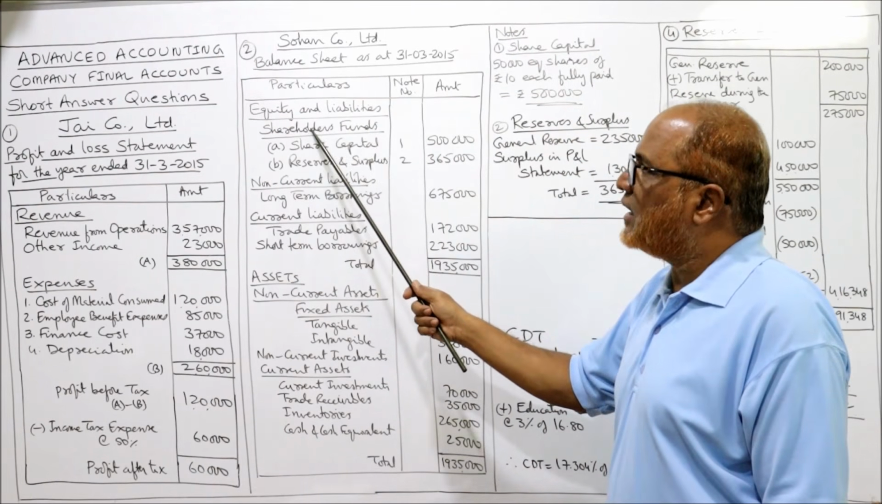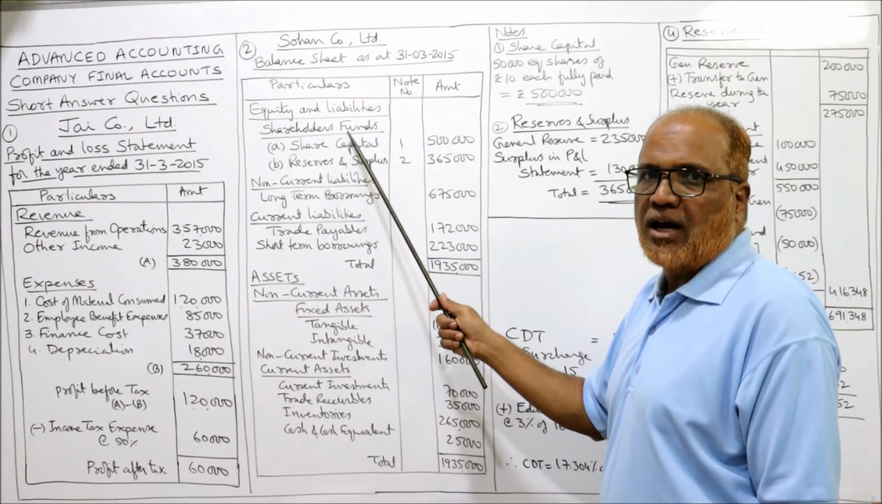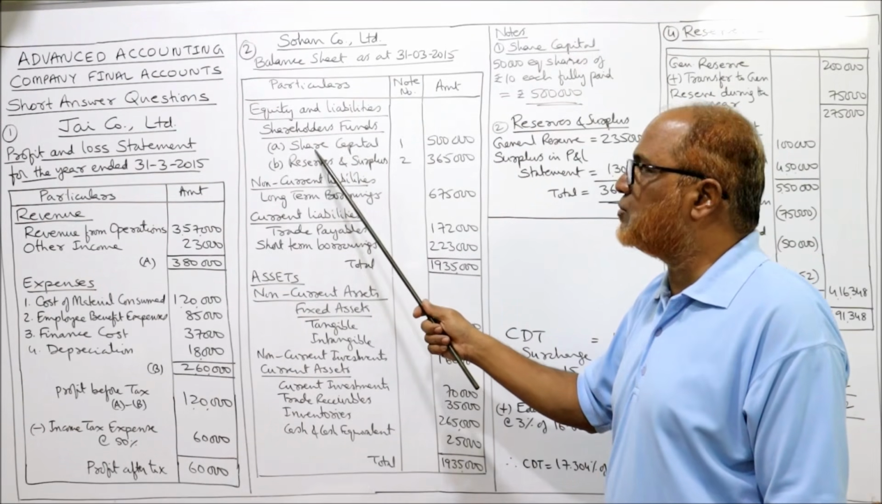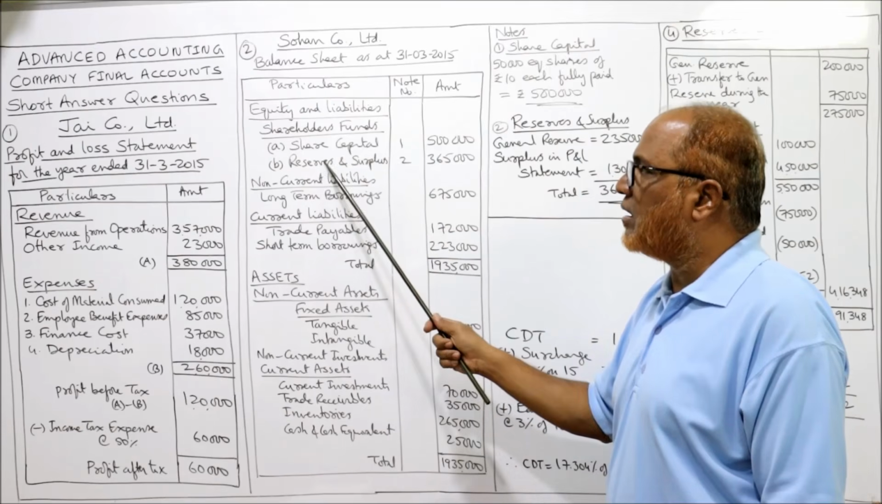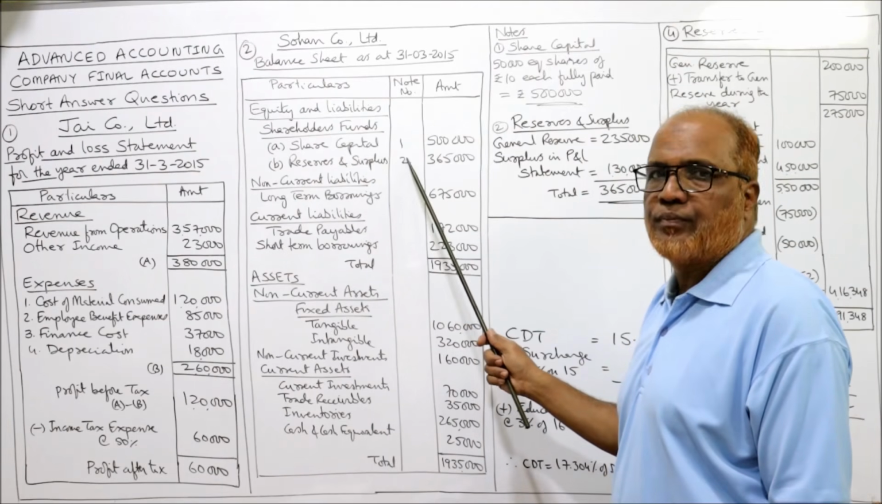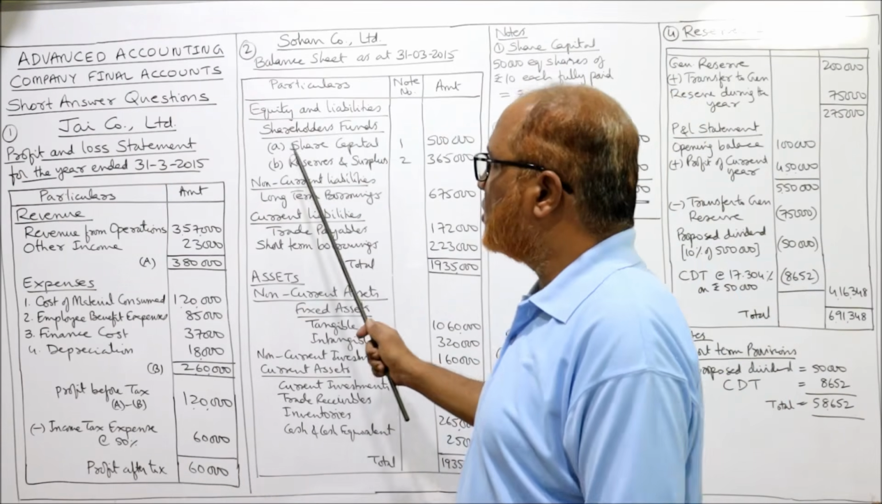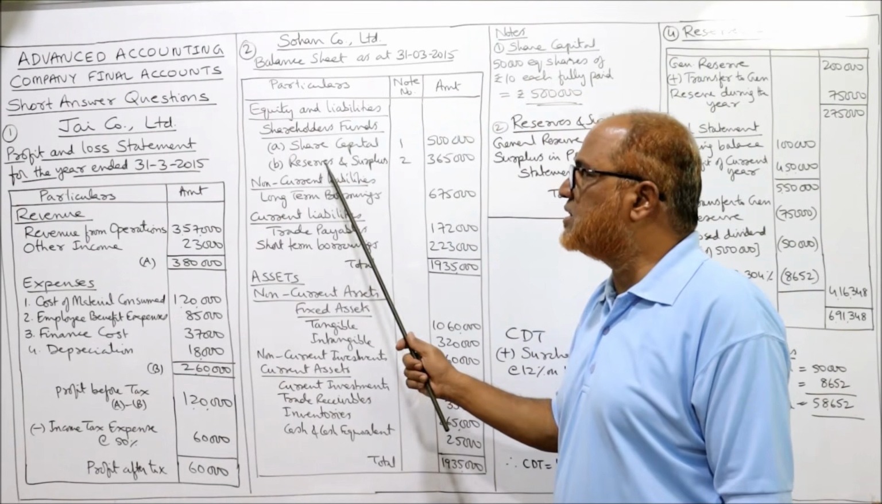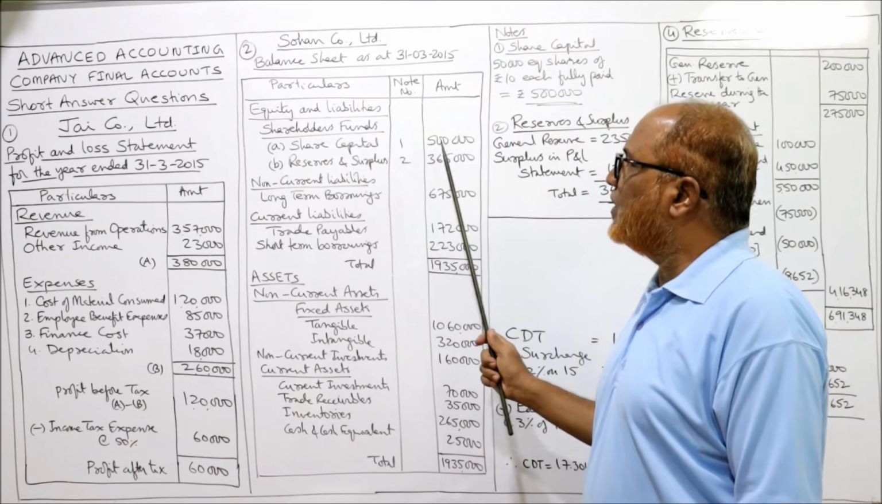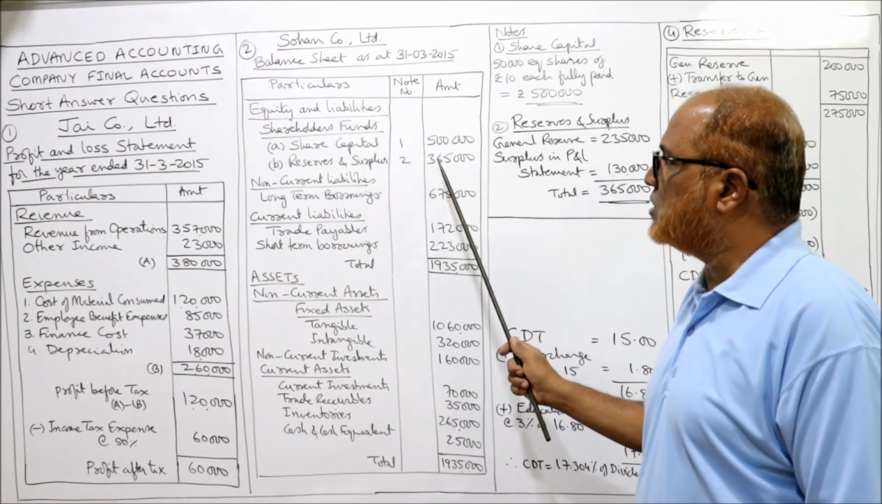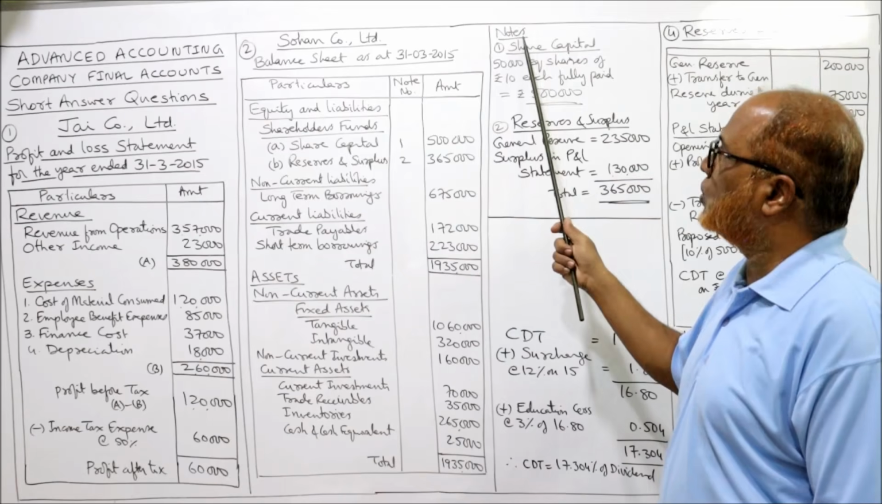Then under equity and liabilities, shareholders' funds. Under shareholders' funds, two items will come: share capital, number 1, and reserves and surplus, number 2. In the notes, we have to show the detail of the share capital and the detail of reserves and surplus. So we got 5 lakh and 3,65,000. How? Here you can see notes.